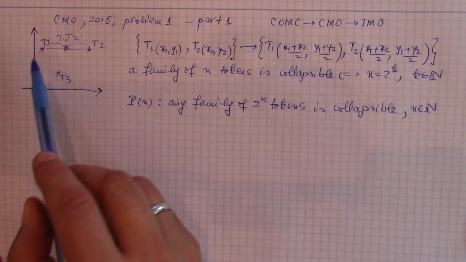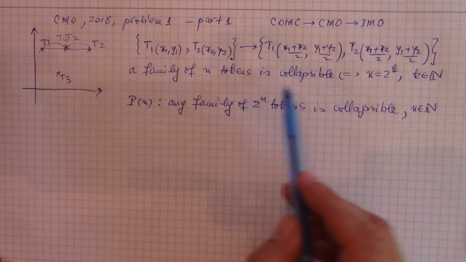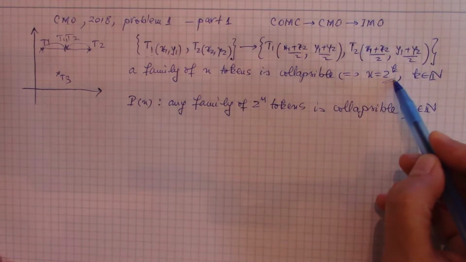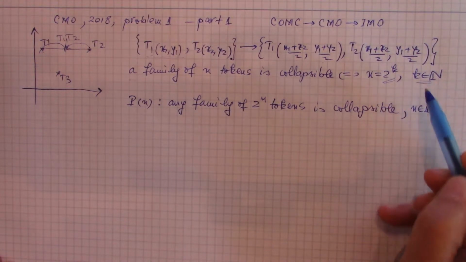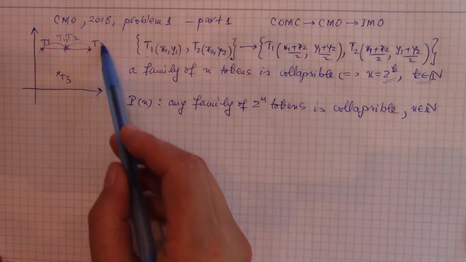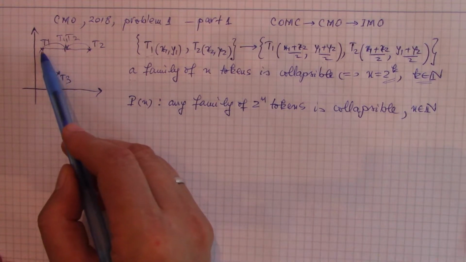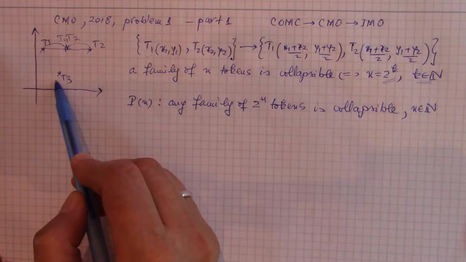So the problem says show that a family of n tokens is collapsible if and only if n is a power of 2, so n is of the kind 2 to the power of k, where k is a natural number. Now, this is sort of the geometrical view of the problem, in case we have three tokens, T1, T2, and T3.